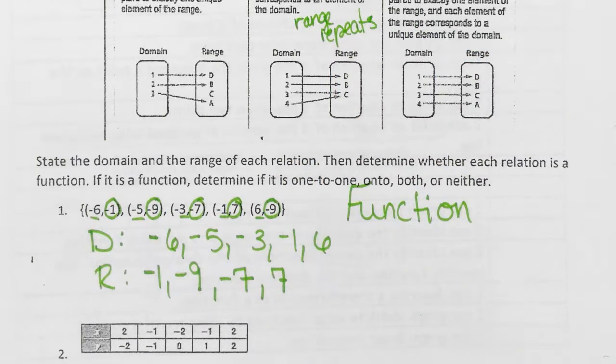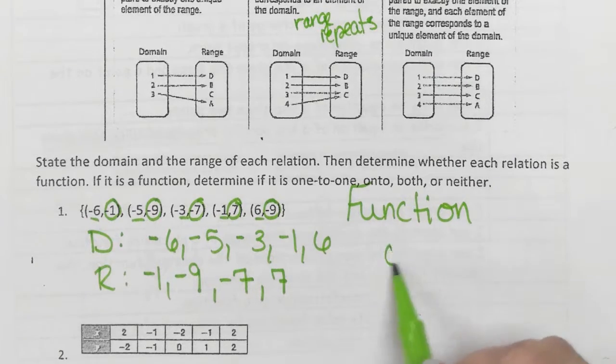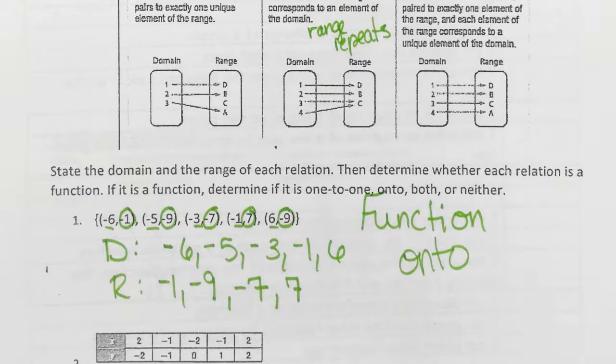Okay, here we go. So number 1, are they 1-to-1? Is there one domain for each range? It's onto. Why? Because the negative 9 repeats. Beautiful. All right, 2, 3, and 4.